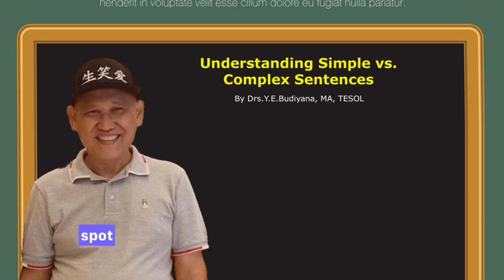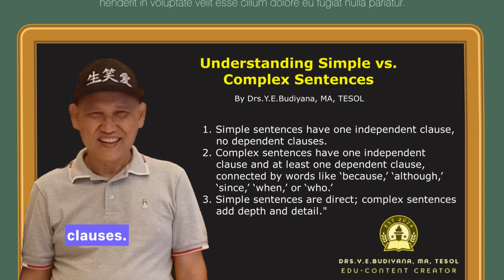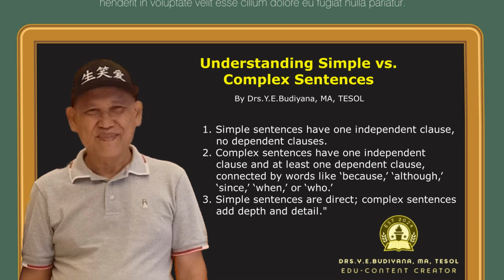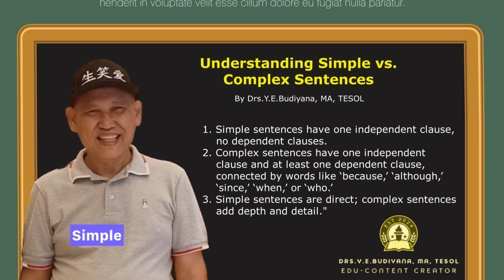So how do you spot the difference? Here's a quick checklist. 1. Simple sentences have one independent clause, no dependent clauses. 2. Complex sentences have one independent clause and at least one dependent clause, connected by words like because, although, since, when, or who. 3. Simple sentences are direct. Complex sentences add depth and detail.